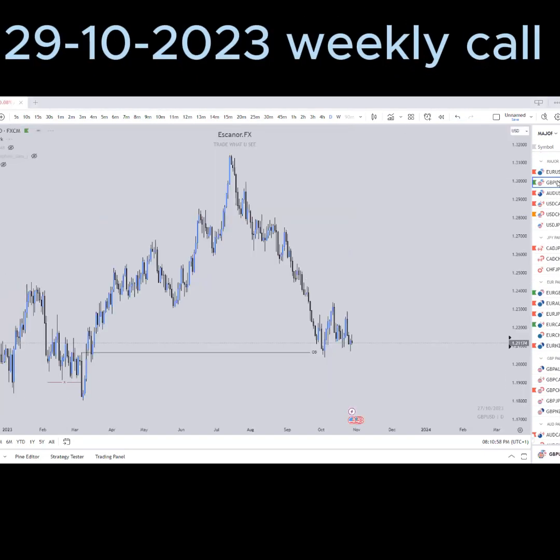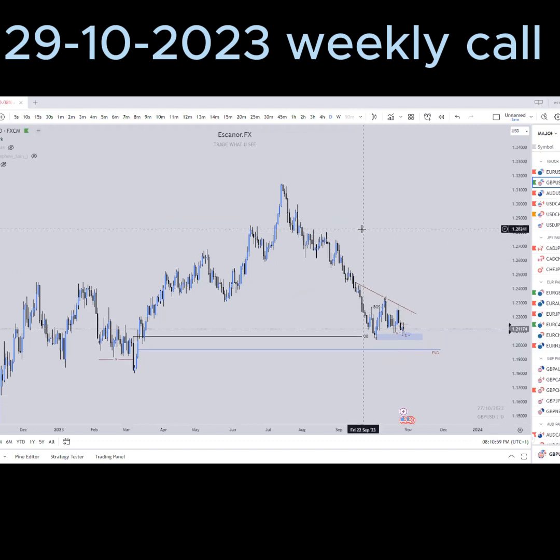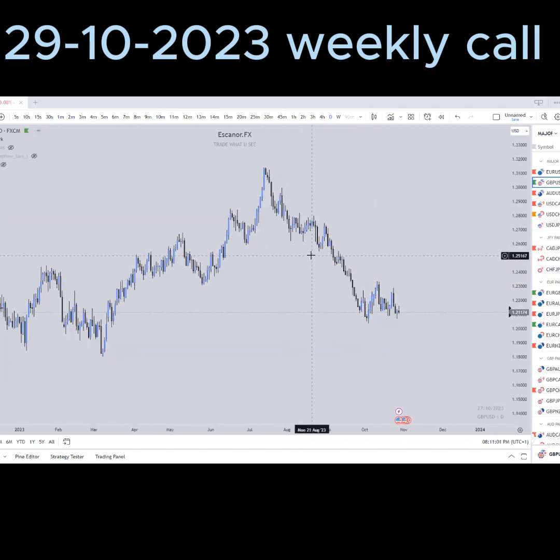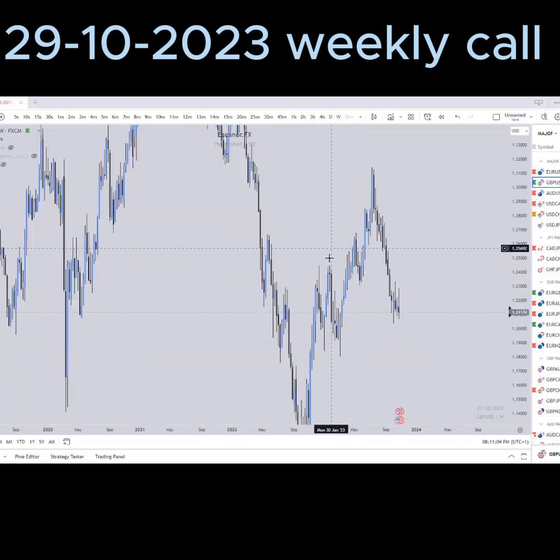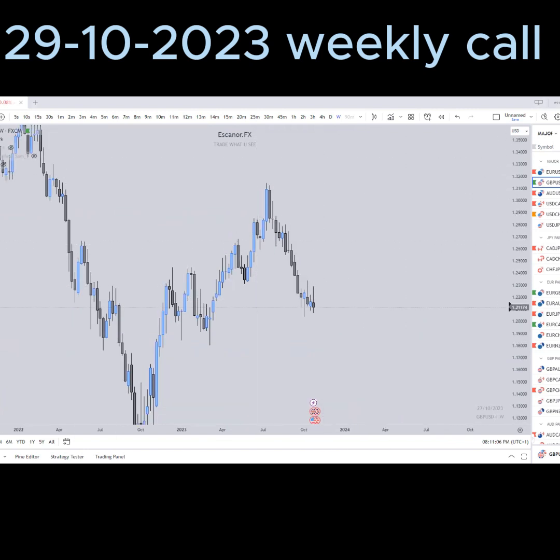Okay, GU from scratch. Let's delete the drawing from the weekly time frame. We're gonna start from the weekly time frame. So we're gonna look for a valid fair value gap or valid demand or supply. So we tap into this fair value gap from the weekly.